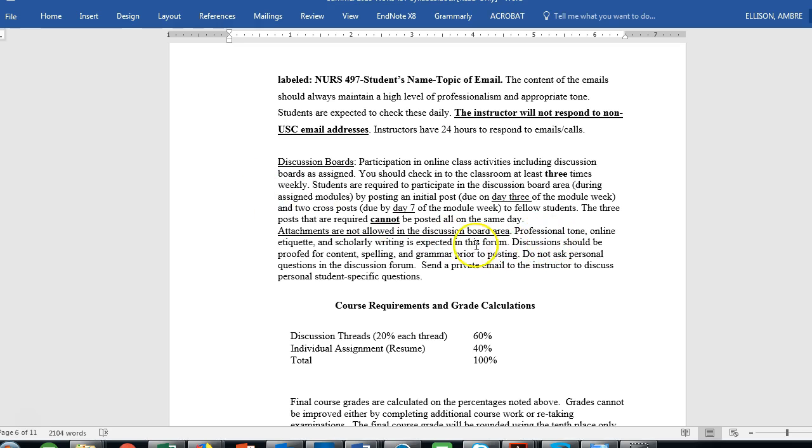Professional tone, online etiquette, and scholarly writing is expected. Your discussions need to be proofed for content, for spelling, and for any grammatical errors prior to posting.